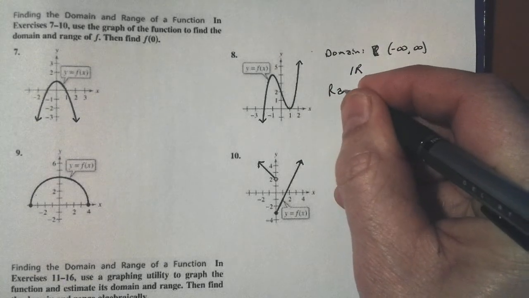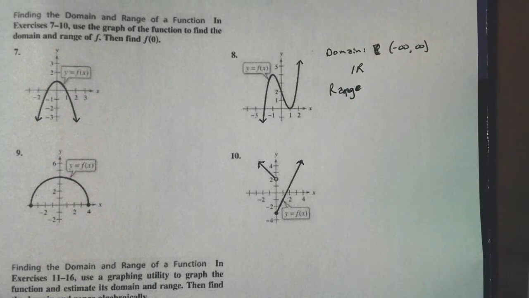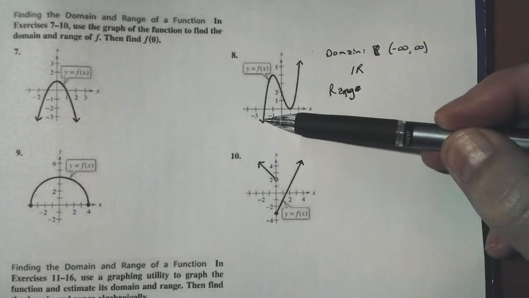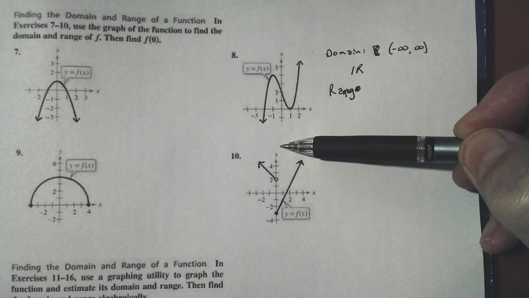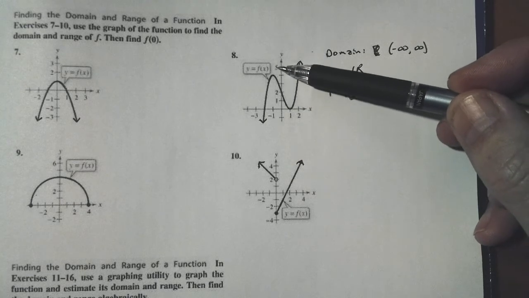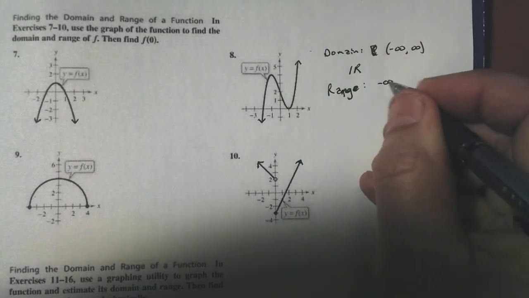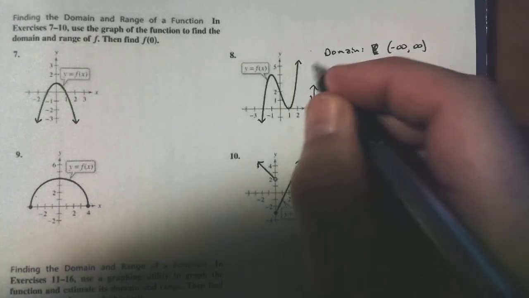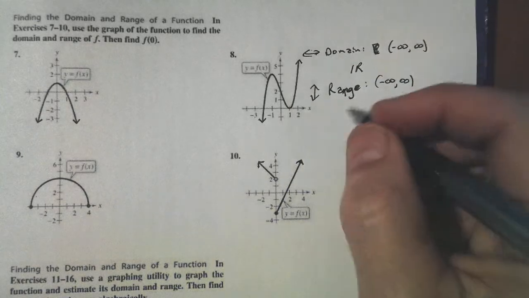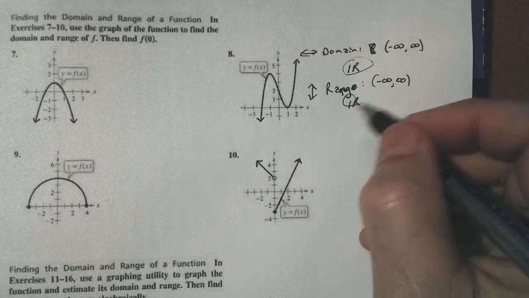And for the range, it's early morning. For the range, we scan from bottom to top, and this graph's going to go down forever. So as I scan from bottom to top, it exists as we approach -infinity going down. So from -infinity, it exists up forevermore. So our range could be -infinity to infinity. That's a scan from bottom to top. The domain's a scan from left to right. Of course, we could say that's all reals, which is probably what I would do.